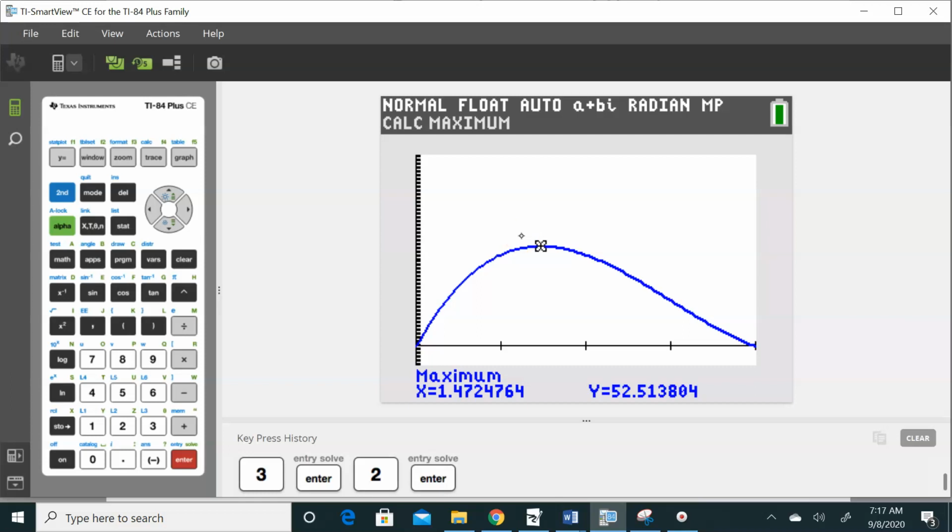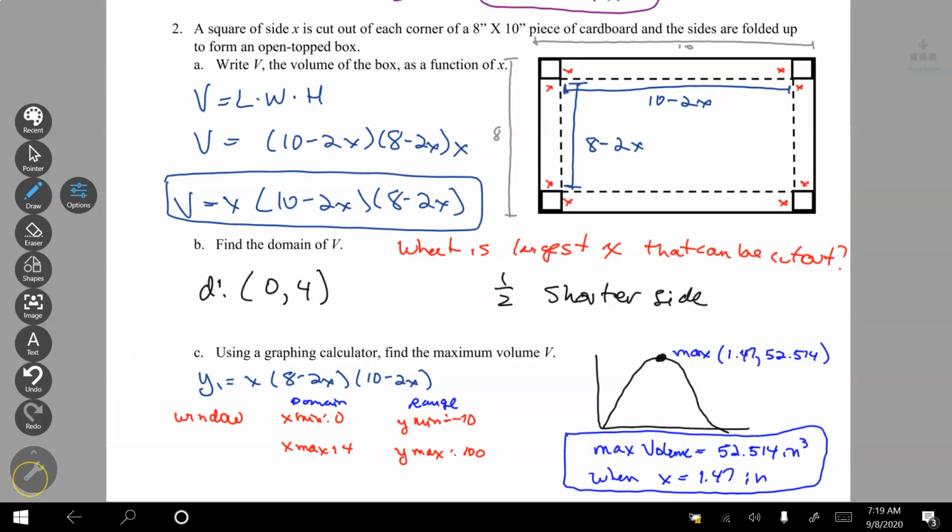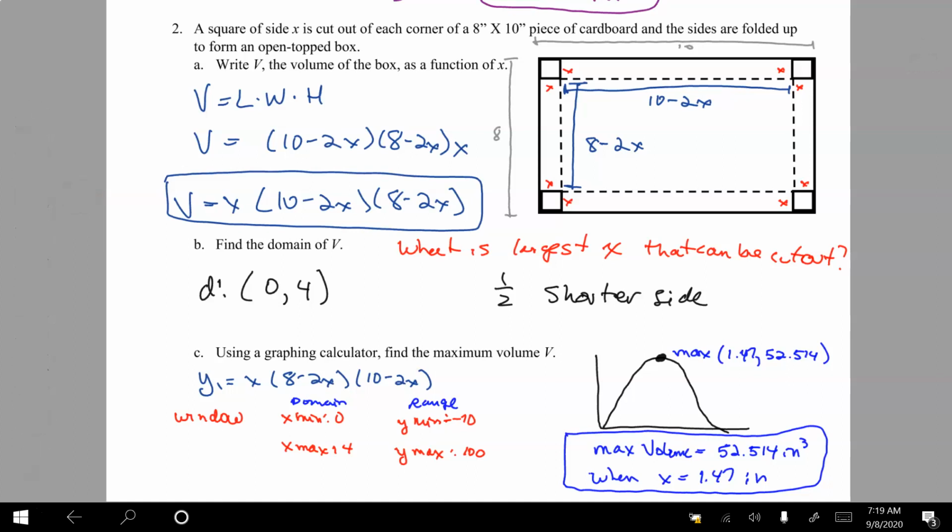Now I'll put this all on the piece of paper to see what's going on. So here's a summary of what I did on the calculator. I put the y1 as the volume equation. I set my window.